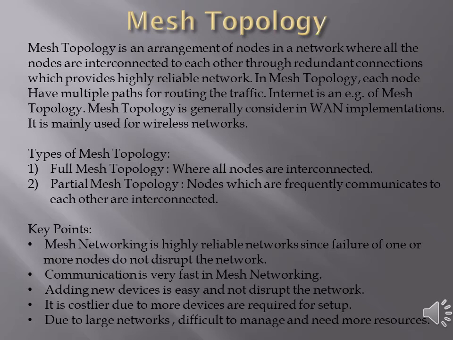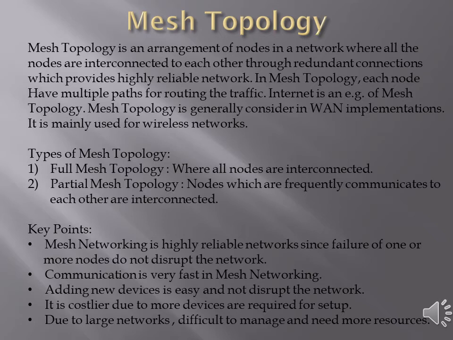There are two types of mesh topology. One is full mesh topology and the other is partial mesh topology. Where all nodes are interconnected is called full mesh topology. Where nodes which frequently communicate with each other are interconnected is called partial mesh topology. Means only the nodes which are frequently communicating with each other will be interconnected.